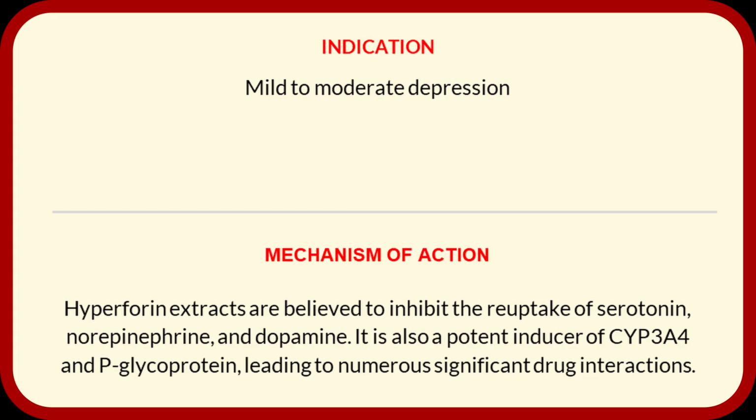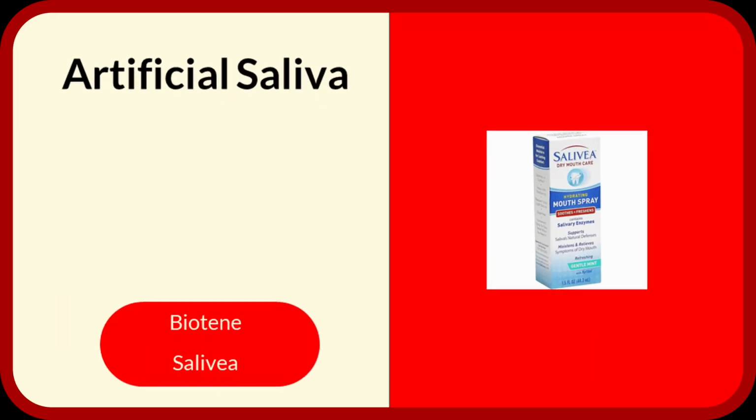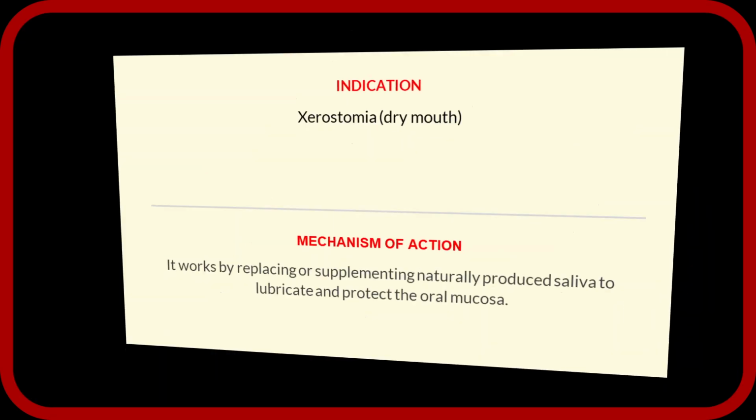A number of compounds isolated from St. John's wort possess pharmacologic activity. Hyperforin extracts are believed to inhibit the reuptake of serotonin, norepinephrine, and dopamine. It is also a potent inducer of CYP3A4 and P-glycoprotein, leading to numerous significant drug interactions. And finally, oral lubricants, artificial saliva, with brand names Biotene or Salivia, is used for xerostomia, dry mouth.